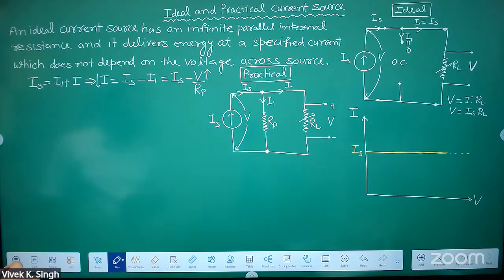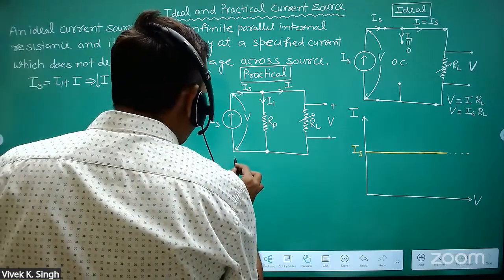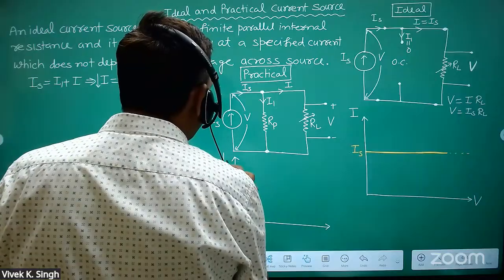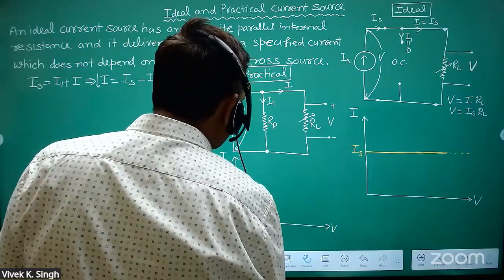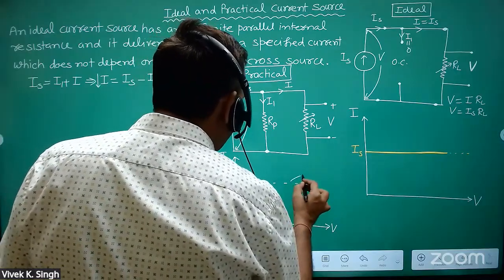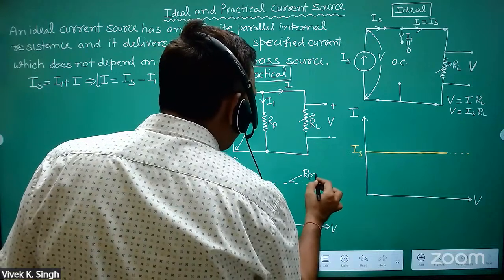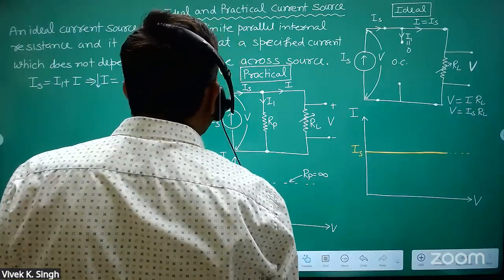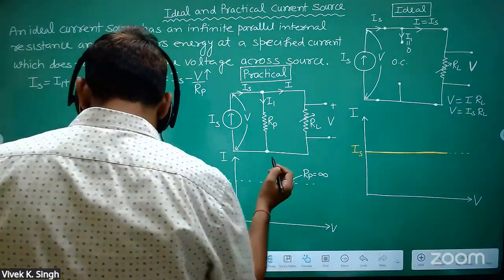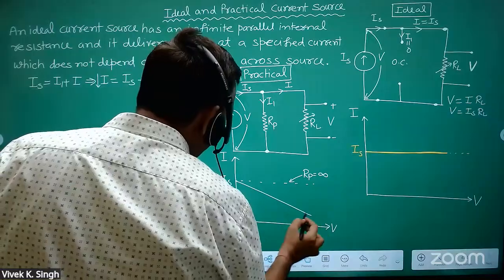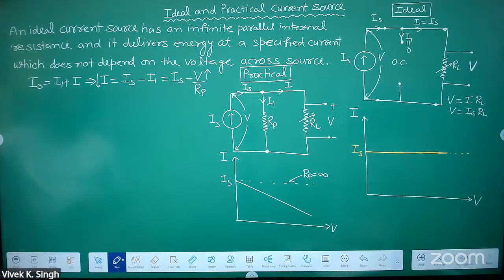Yes, sir. So in this situation, if you plot I versus V, ये आइडियल सिचुएशन है IS, और इसमें RP की वैल्यू आपने क्या लिया हुआ है, इनफाइनाइट. RP is infinite. So now in this case, you will get this particular plot. ठीक है?